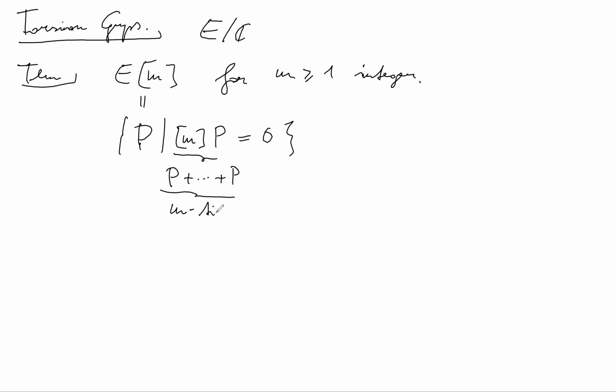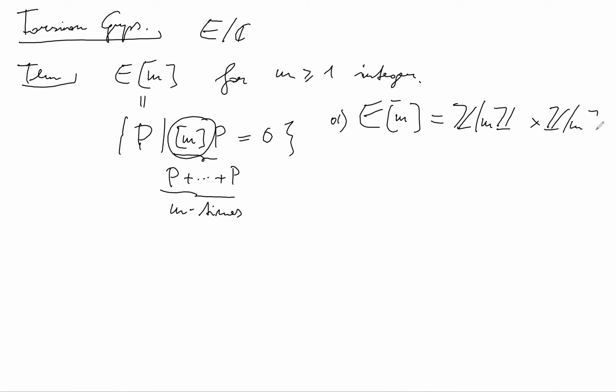This just means taking P plus P and so on, m times. If you look at this algebraically, we know that point addition is given by some algebraic function. So multiplication by m is again an algebraic function. You should really think of m as a morphism itself. First of all, it turns out that for elliptic curves over C, these torsion groups are very easy to classify. They are just two copies of the cyclic group of m elements.